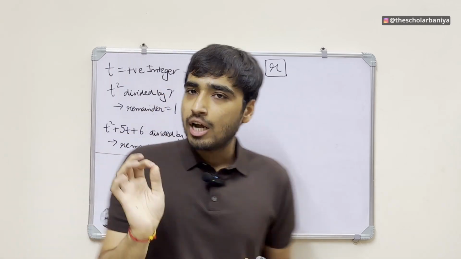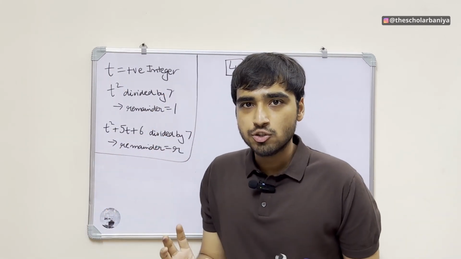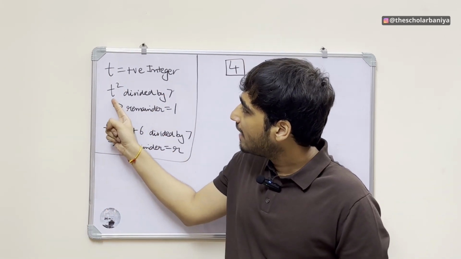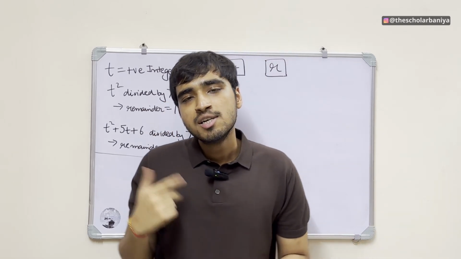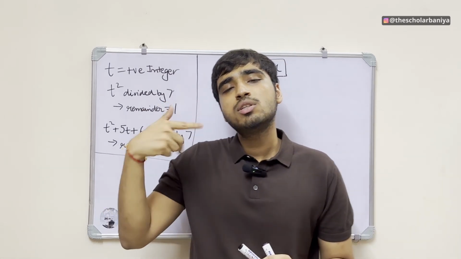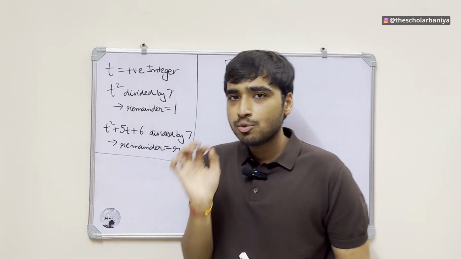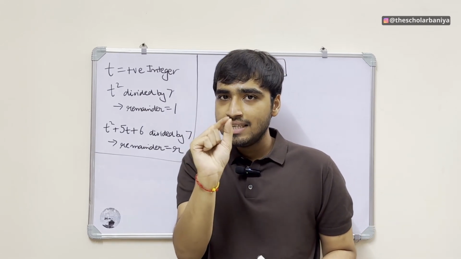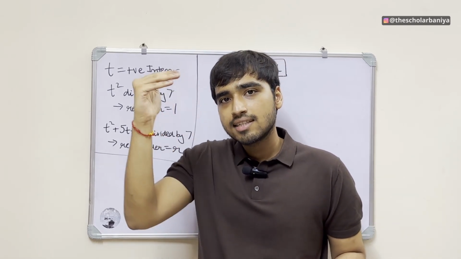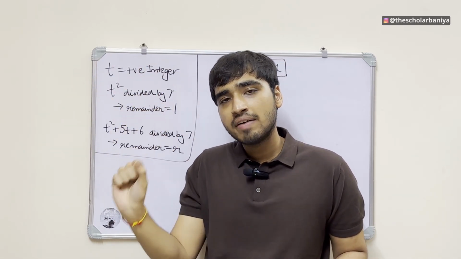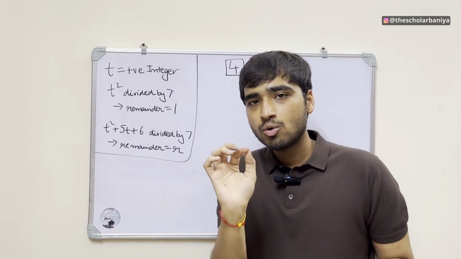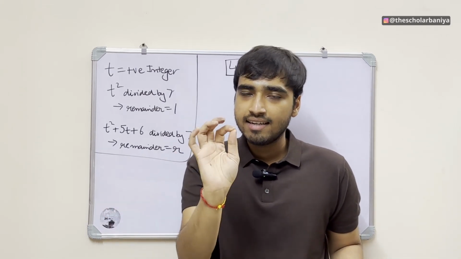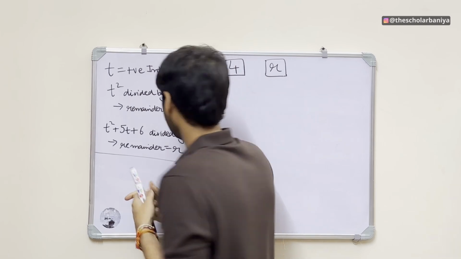Okay, so now we know t is a positive integer such that when we divide t square by 7, the remainder is 1. So if you think of t as 1, 2, 3, 4, 5, 6, 7, you will see that when t is equal to 6, t square is 36. When 36 is divided by 7, the remainder is 1. So the first value of t which we can take is t equals 6, right?